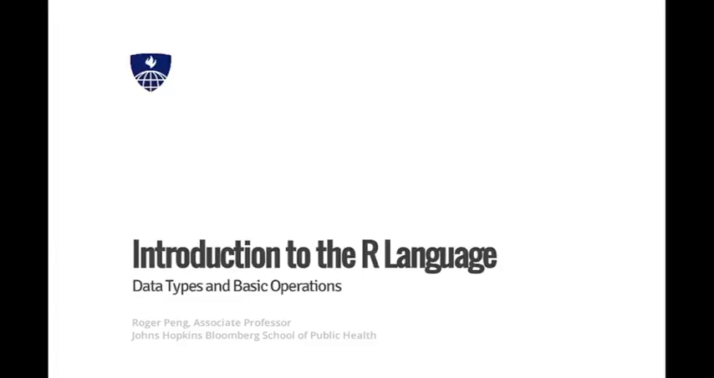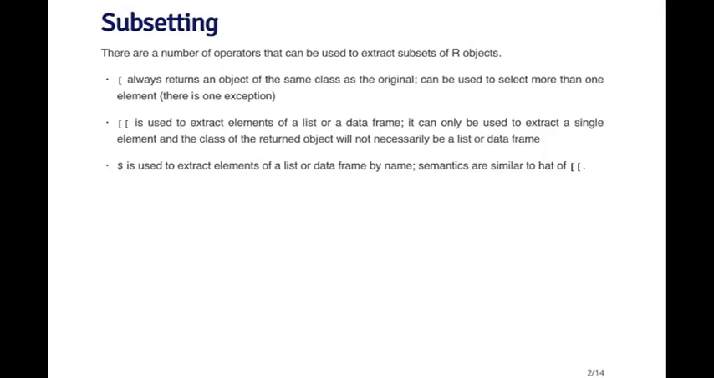I'm going to continue to talk about data types and basic operations in R, and in particular in this video I'm going to talk about subsetting objects in R. There are a couple of different operators that you can use to extract subsets of R objects. There's the single square bracket, the double square bracket, which we saw in the previous video, and there's the dollar sign.